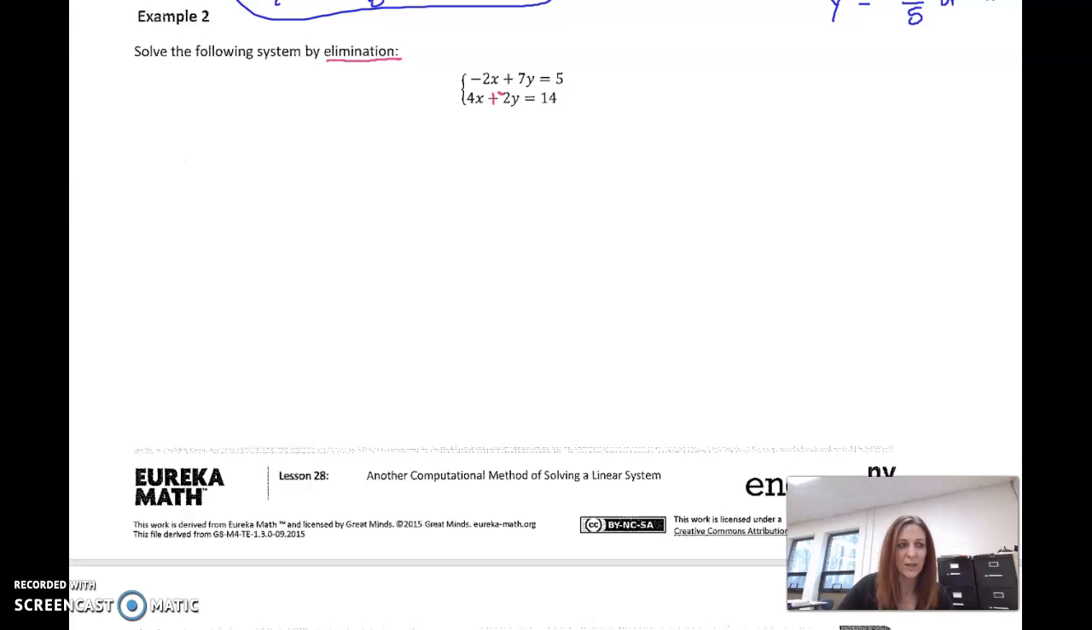So if I look at these two, I can look right here and I say, you know what, negative 2, if that was a negative 4, that would be opposite 4x. So what if I took this whole thing right here and I multiplied it by 2? The whole thing. Because remember, we can do whatever we want as long as we do it to both sides of the equal sign. So I can take this side and multiply it by 2. 2 times a negative 2 is going to be a negative 4x, plus 2 times 7y is going to be 14y, and that's going to equal 2 times 5, which is 10. Again, I multiplied the left side, like the distributive property, and then multiplied the right side.